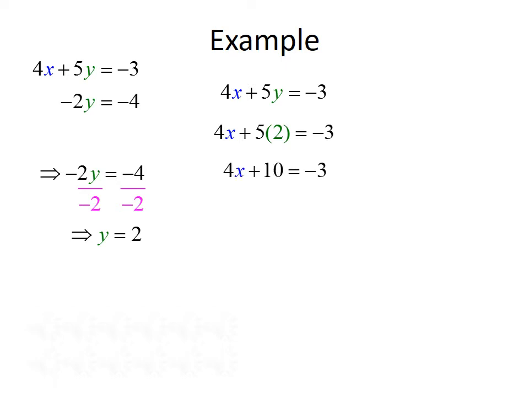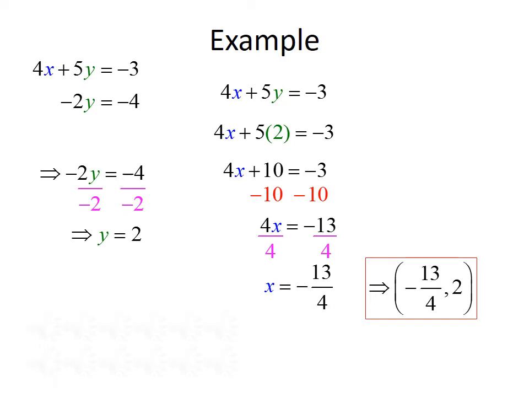If we simplify, that gives us 4x plus 10 equals negative 3. We subtract 10 from both sides of the equation, giving us 4x equals negative 13. And to solve for x, we'll divide both sides by 4. So we get x equals negative 13 over 4. So the solution to this system of equations is the point negative 13 over 4, comma 2. Again, you can check this answer by plugging them back in and making sure that both equations are satisfied.